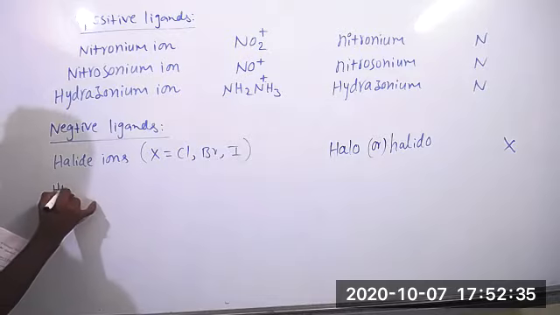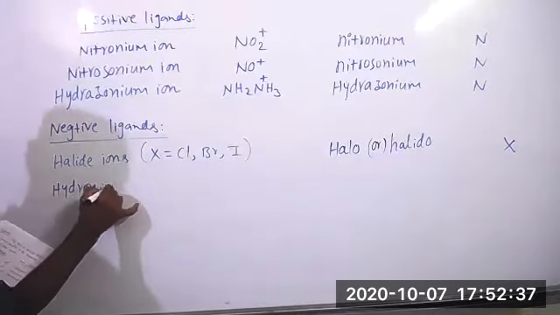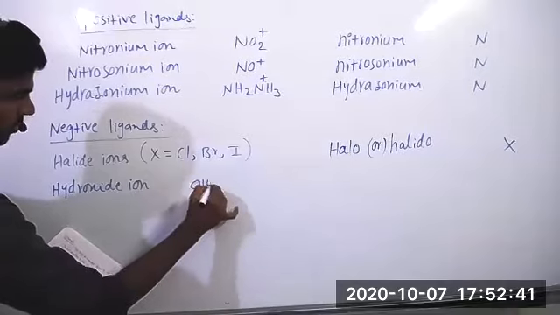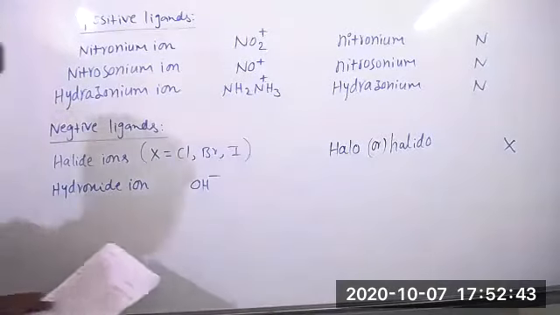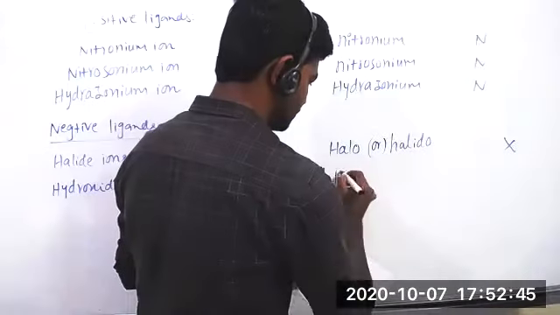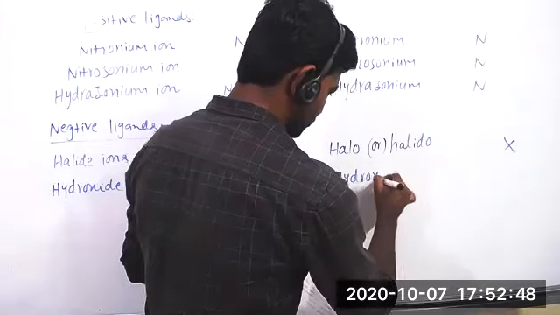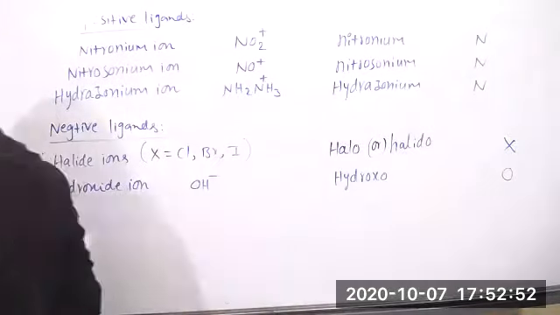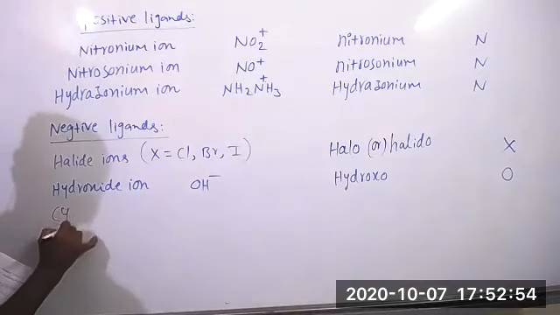Hydroxide ion is OH minus. This is the hydroxo. Hydroxo. Oxygen is linked to central metal atom. Next, cyanide ion.